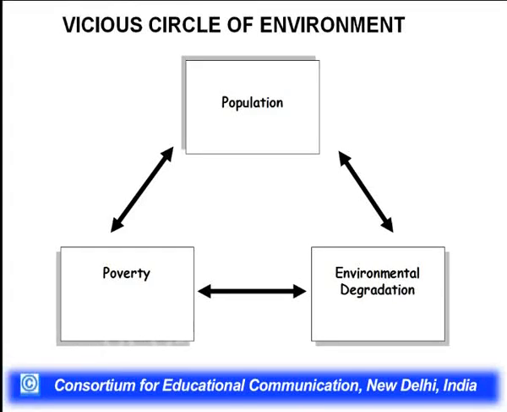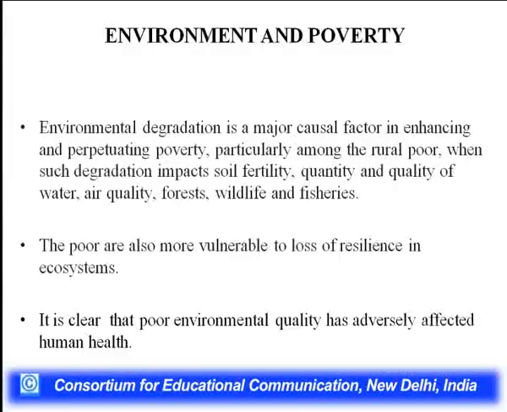We have to understand the vicious circle of environment: population influences poverty, and poverty influences the environment, an interactive system. Environmental degradation also influences population, and population is then converted into poverty. So it is an interactive system. A major causal factor of environmental degradation is perpetuating poverty, particularly among the rural poor.